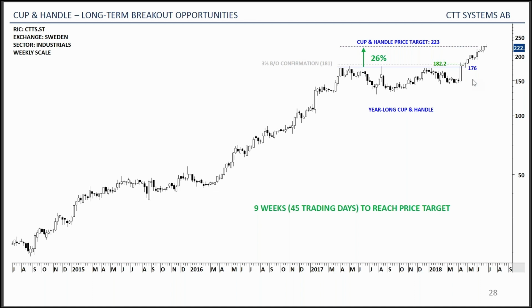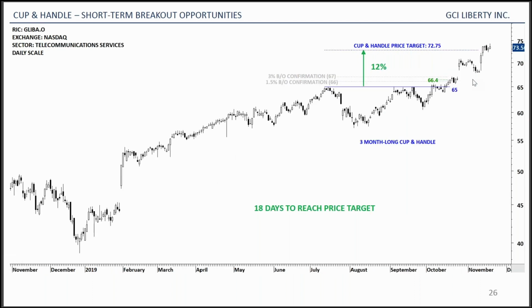Now, a 26% upside potential on a year-long cup with handle versus a 12% upside potential on a 3-month-long cup with handle. So basically, you can see that the shorter the duration of the chart pattern, the lower the upside potential in terms of percentage.